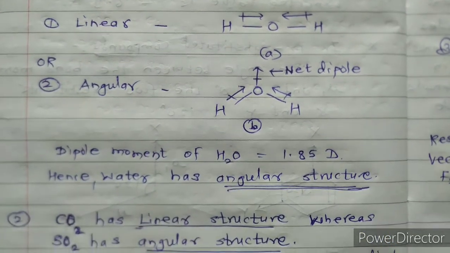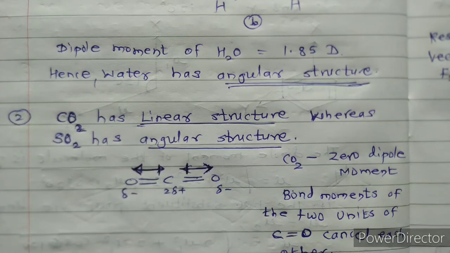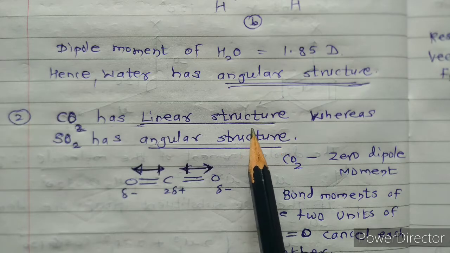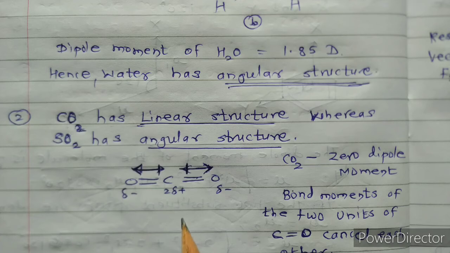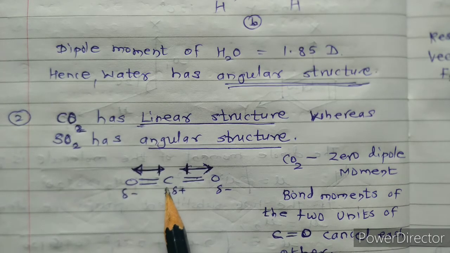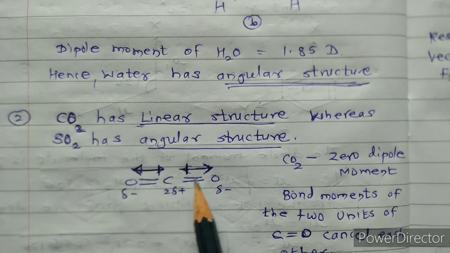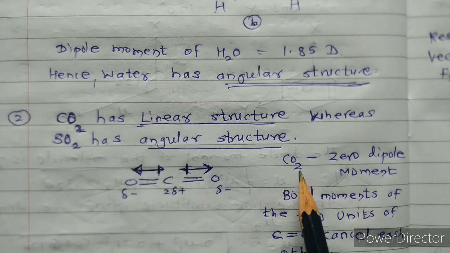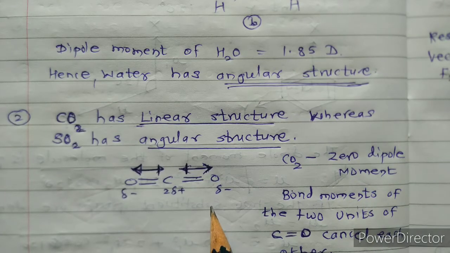Now we consider the example of CO2 and SO2 molecules. CO2 is linear whereas SO2 is angular. The reason is that in CO2 the bond moment of one carbon-oxygen bond and the other carbon-oxygen bond cancel each other, and hence CO2 has zero dipole moment. So when we draw the structure of CO2 as linear, we get zero dipole moment.